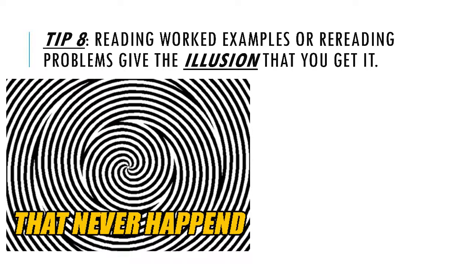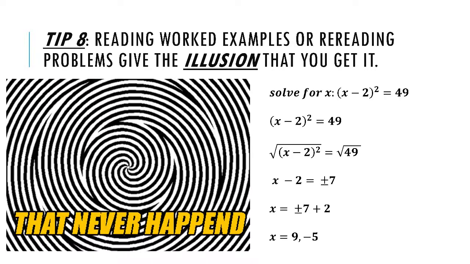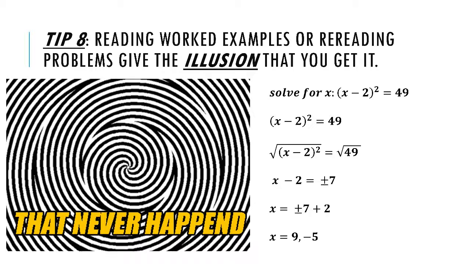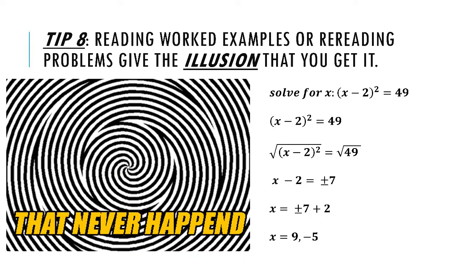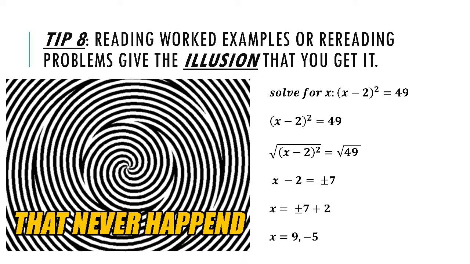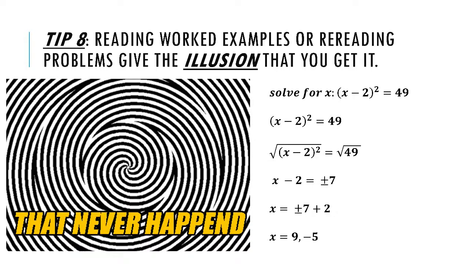Okay, tip 8, reading worked examples or rereading problems gives you the illusion that you get it. And so we kind of talked about that, but if you just read through this problem, you're like, oh, that makes sense. You're going to take the square root of both sides, -7, it's the variable, got it. Which is kind of false confidence, because if you saw this on the exam and you didn't see all these steps after it, you might not know how to make that first step. And sometimes with math, that means you can't do the rest of the problem.